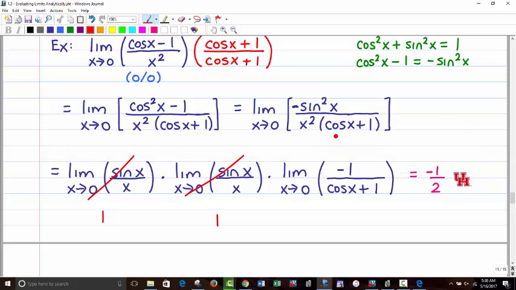And I split that up as, you see there's two sines on top, two x's on bottom, so I split it up as sine of x over x, sine of x over x. I'll put the negative over here. The negative could have gone anywhere. But we saw those earlier, those limits equal 1, so they go away. And then you're just left with this last part. You insert 0, cos of 0 plus 1 of 0 is 1, 1 plus 1 is 2, so you get negative 1/2.